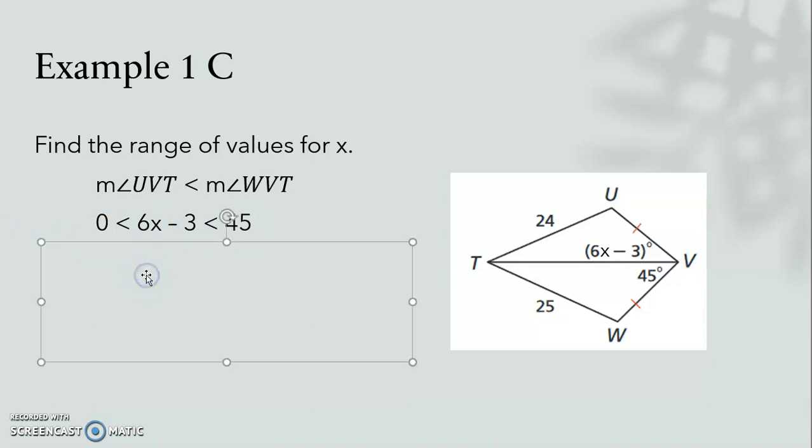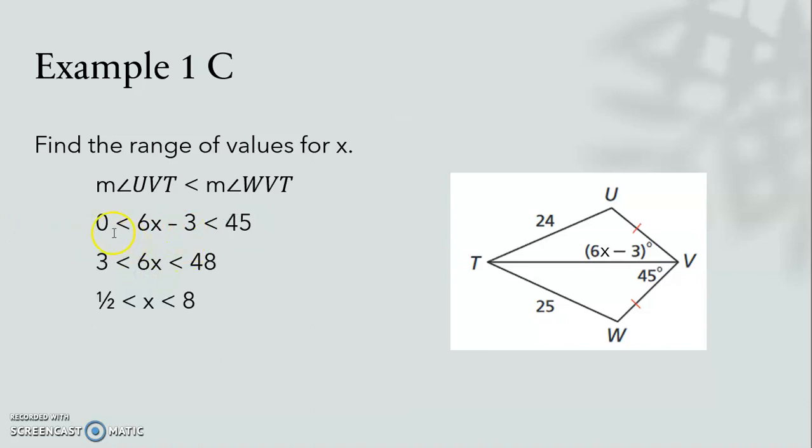The first thing that I would need to do is add 3 in all the sides of my inequality. So 0 plus 3 is 3. This middle part plus 3 is just 6x. 45 plus 3 is 48. Then I'm going to divide by 6 in all these spots. 3 divided by 6 is 1/2. 6x divided by 6 is x. And 48 divided by 6 is 8.